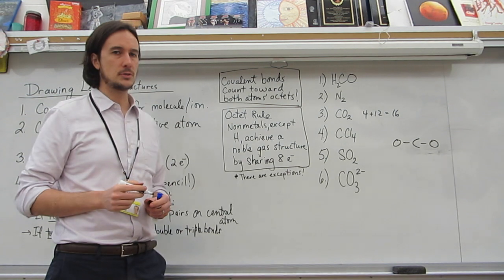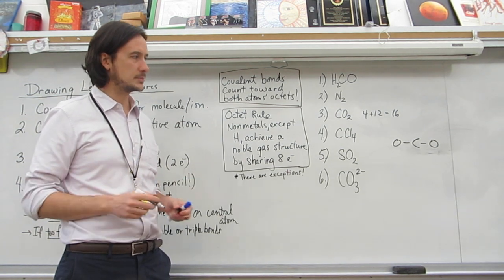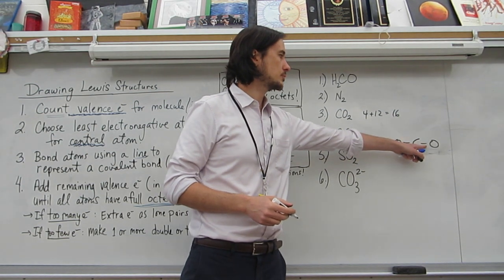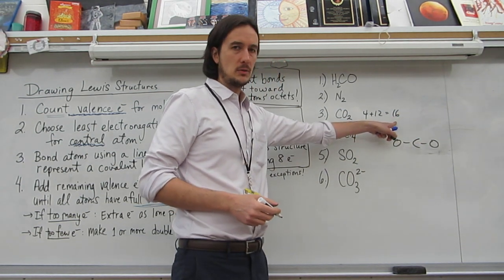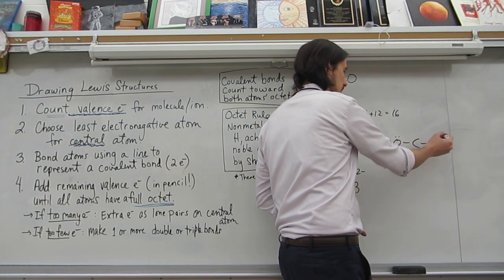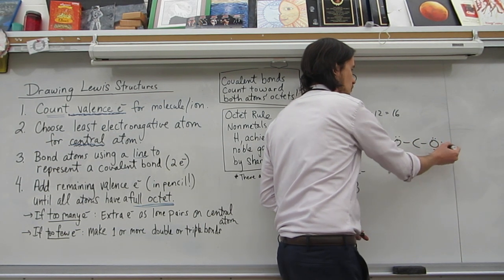There's our skeleton structure. We have carbon as the central atom. It's the least electronegative. Now we've used 4 electrons. We have another 12. So I'm going to go ahead and add them. 2, 4, 6, 8, 10, 12.